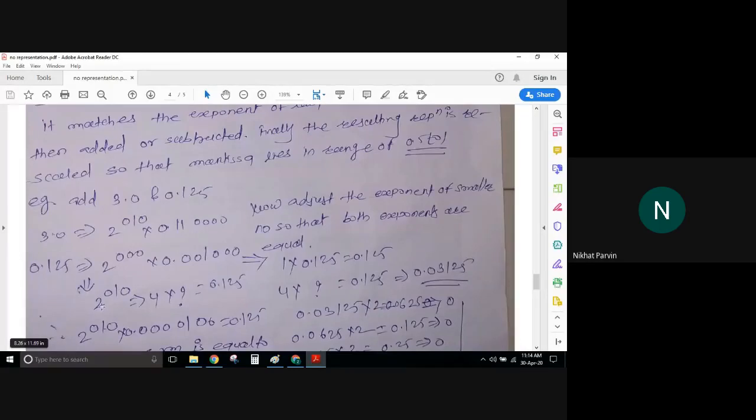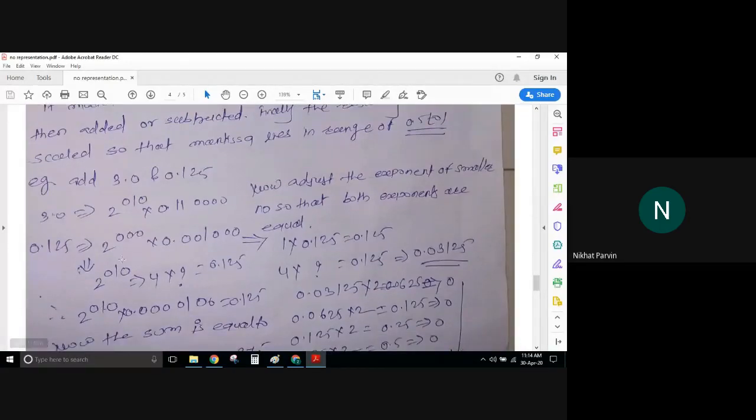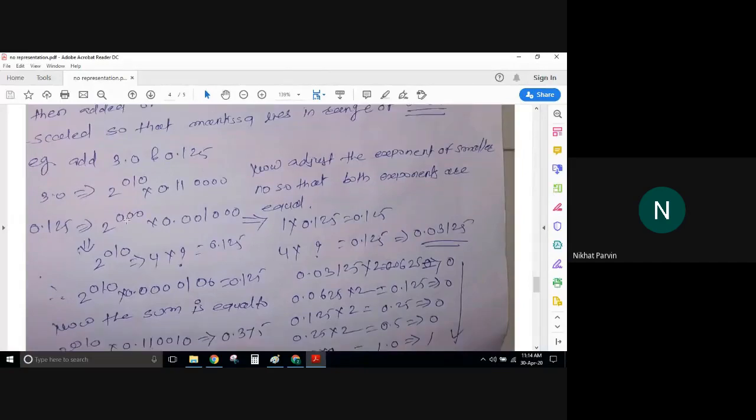And now you see here, these exponents are not the same. This is 2 power 0, this is 2 power 2. They are not the same. So we have to do something with the smaller exponent so that this equals this. I want to make 2 power 0 equal to 2 power 2. How to do that? To do so, you see here.